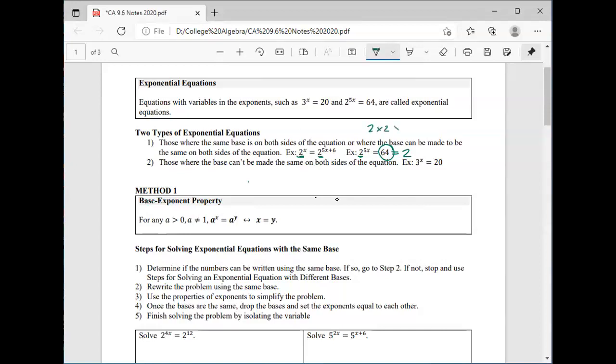2 times 2 is 4, times 2 is 8, times 2 is 16, times 2 is 32, times 2 is 64. So 2 to the 1, 2, 3, 4, 5, 6 power. So I can write 64 as a base of 2. And then we've got those where the base can't be made the same on both sides of the equation. So this base is a 3, and there's absolutely nothing I can do to 20 that would make the base be a 3. Okay, so those are the two types of exponential equations that we're going to look at solving.